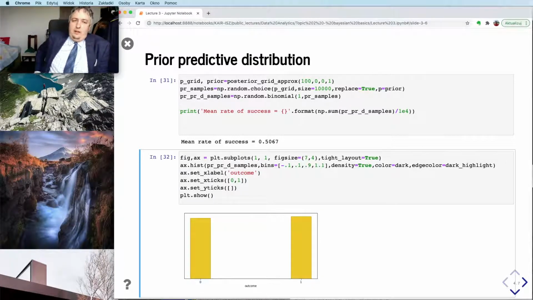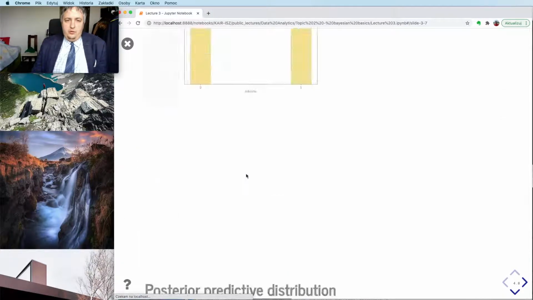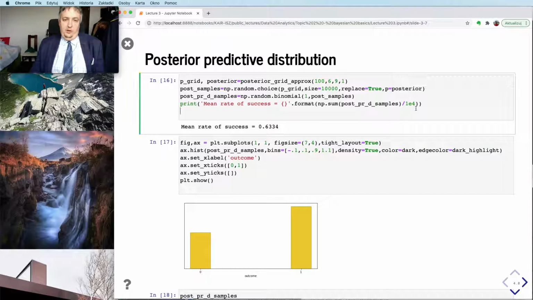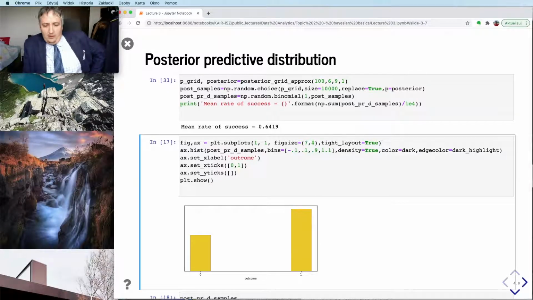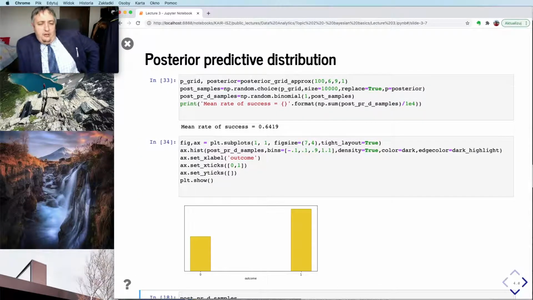In the case of the posterior predictive distribution, we can provide our model with the data. So we provide the extra information that we have, in this case 6 successes in 9 tosses, and we can compute the mean rate of success. We predict that in 64% of cases we will receive the outcome 1. Sorry, we will find water from the data that we have, and the samples correspond to that. More of them are 1 than 0.